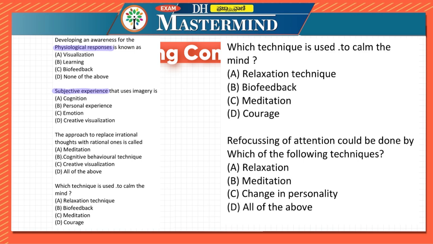Next one: the approach to replace irrational thoughts with rational ones is called as. How do we replace irrational thoughts with rational thoughts? About that they have told in the comprehension, and we also have to concentrate on that. Next one: which technique is used to calm the mind? So it is related to calmness of the mind.